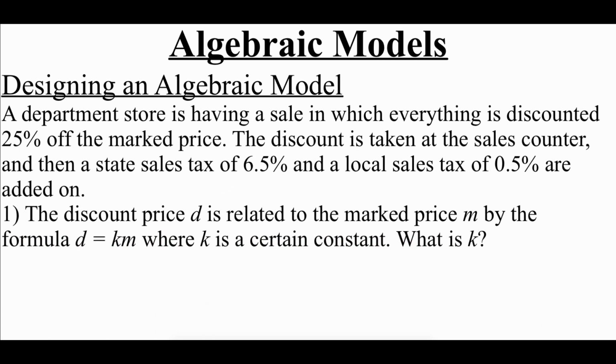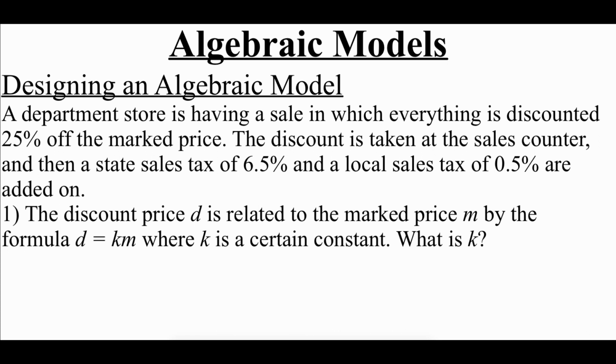Now here we're going to look at designing an algebraic model. It says that a department store is having a sale and everything is discounted 25% off of the marked price. They're going to take the discount at the counter, but then there's taxes on top of that. So there's a 6.5% state sales tax and there's a 0.5% local sales tax.